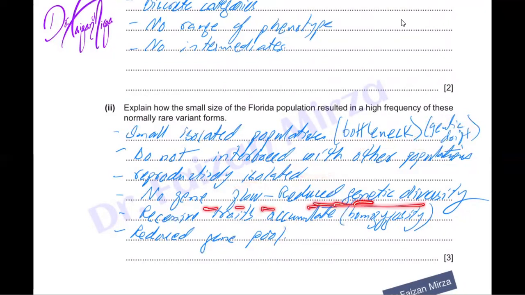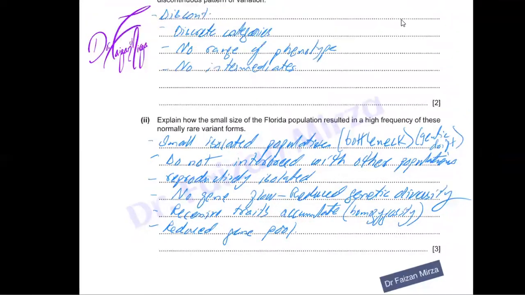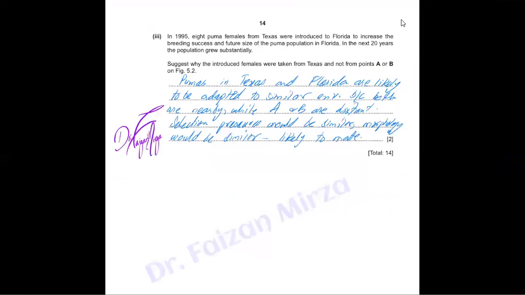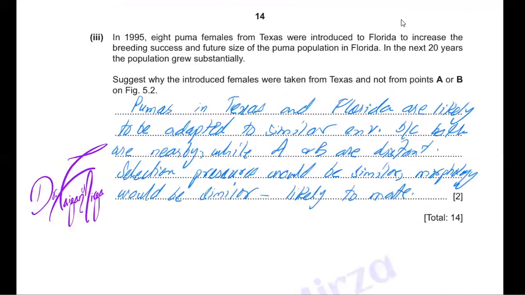It reduces the genetic diversity, because we know when a reproductively isolated population forms or there's a bottleneck, genetic drift occurs, and the reduced genetic diversity results in recessive traits accumulating, and homozygosity prevails. This reduces the gene pool and a less fit population is produced. In 1995, eight puma females from Texas were introduced in Florida to increase the breeding success and the future size of the puma population in Florida.